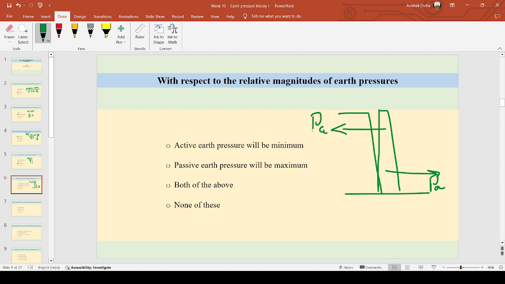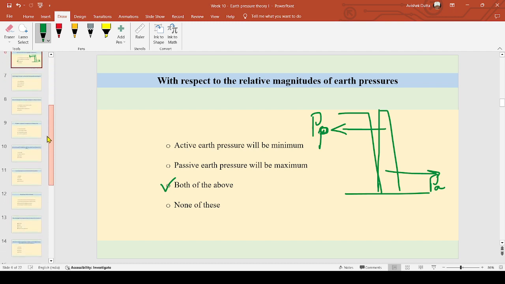The soil will experience much more force, much more pressure due to the movement of the retaining wall. So active earth pressure will be minimum and passive earth pressure, P, will be maximum. So both of the above are correct statements. With respect to the relative magnitudes of earth pressure, active earth pressure will be minimum and passive earth pressure will be maximum. I hope it is clear. Next question.